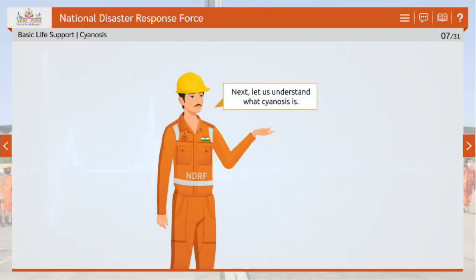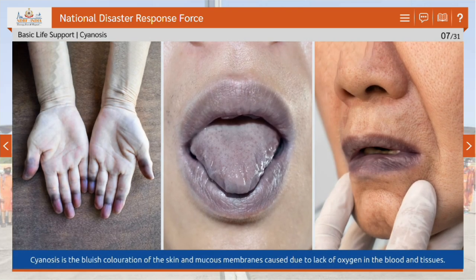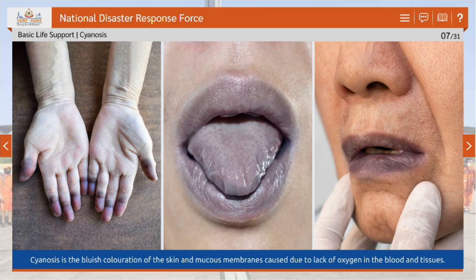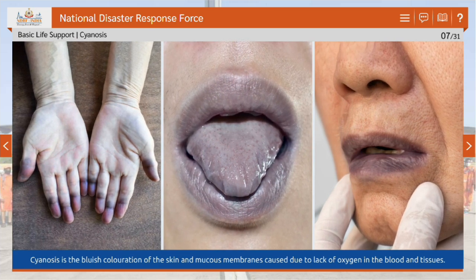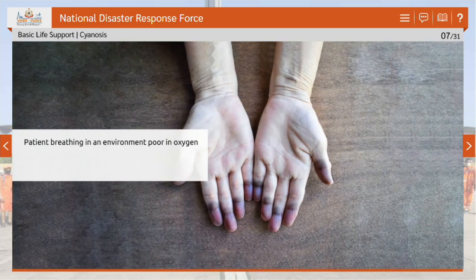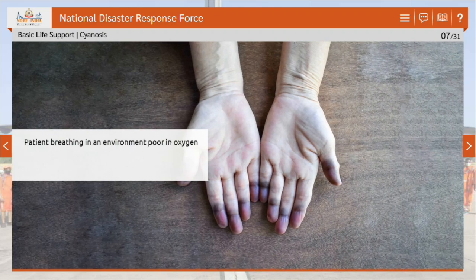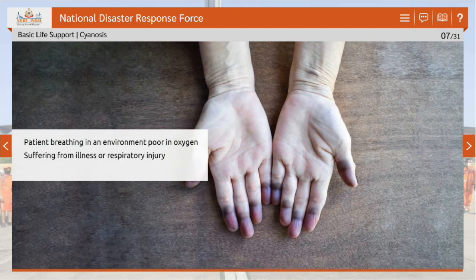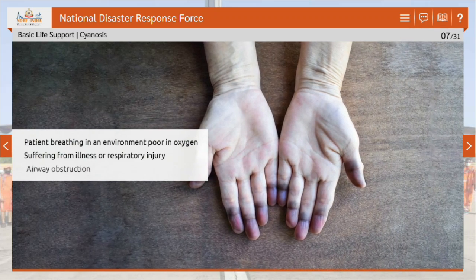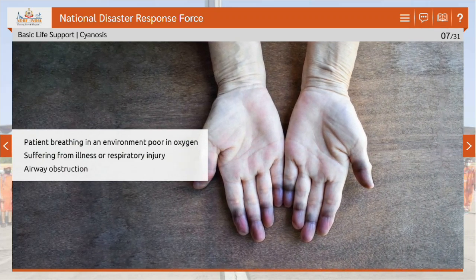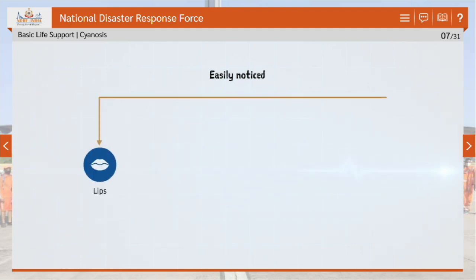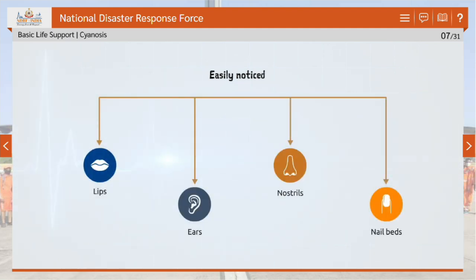Next, let us understand what cyanosis is. Cyanosis is the bluish coloration of the skin and mucous membranes caused due to lack of oxygen in the blood and tissues. This condition can be due to the patient breathing in an environment poor in oxygen, suffering from illness or respiratory injury or airway obstruction. Cyanosis can be more easily noticed on the lips, ears and nostrils or nail beds.